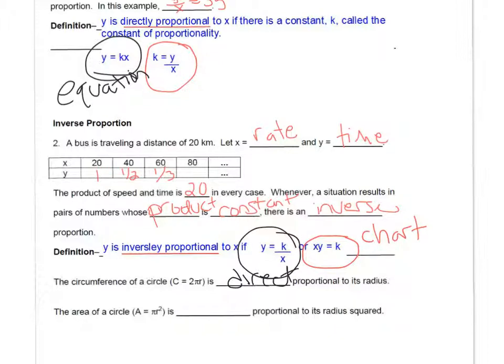And the same thing can be said for the area of a circle. The A is in the spot of the y. The constant is pi, and then the other variable is r squared. So again, this is direct.